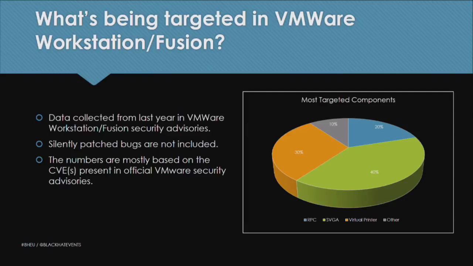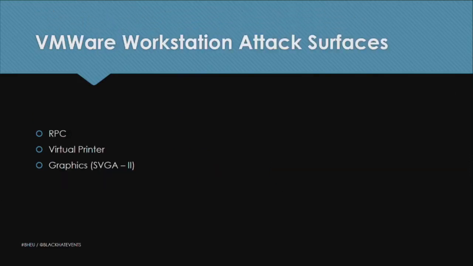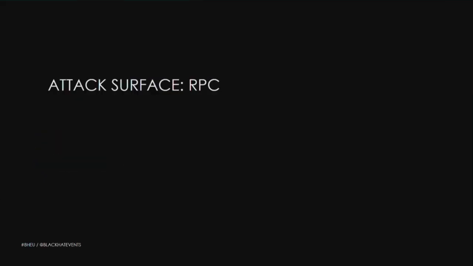So we have seen that VMware Workstation and Fusion share most of the core functionalities. So whenever any patch was applied to Workstation, it was getting applied to Fusion as well. But some of the vulnerabilities that we are going to demonstrate today will mostly be showcased in Workstation, but they were affecting Fusion as well. So these are, as I have already said, the three attack surfaces we are going to cover in today's presentation. So we are going to start with the RPC.